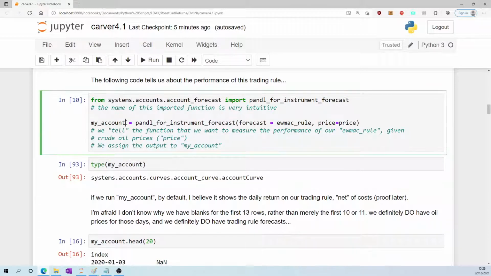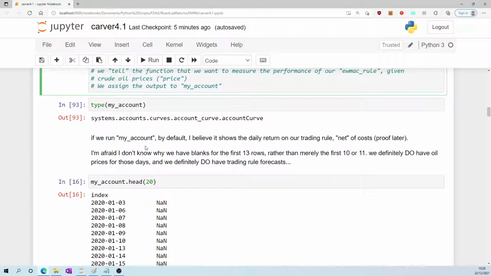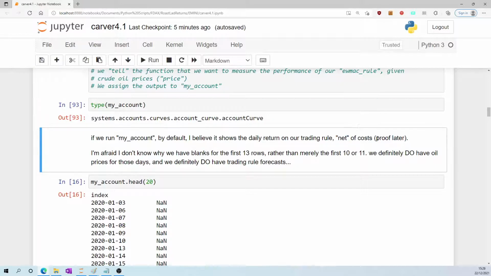What exactly is myAccount? Well, type(myAccount) tells us that it's something Rob has called an account curve, and I believe account curve is actually a Python class. If we run myAccount, just straight up run it, by default, I believe it shows the daily return on our trading rule net of costs, and I'll try and provide proof of that later.